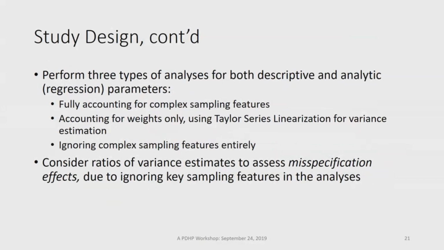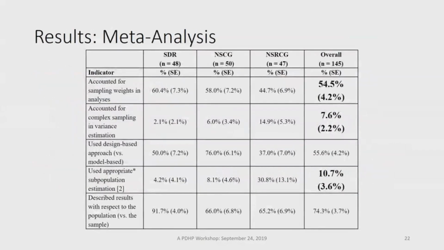And we looked at ratios of these variance estimates to assess what the survey literature generally calls misspecification effects. And that's where you misspecify the variance estimation model. So you ignore the stratification and the cluster sampling in this kind of analysis. Okay, so we looked at what happened to the variances in addition to the point estimates.